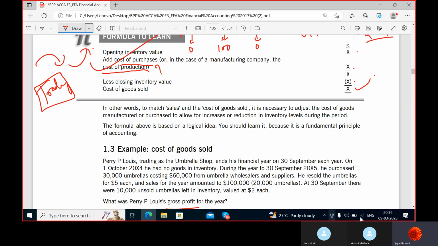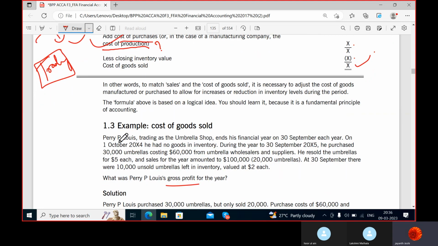So let us see how to do this question. Perry P. Louis, trading as the umbrella shop, ends his financial year on 30th September each year. On October 1st, he had no goods in inventory. So the year starts on 1st October and they don't have any opening inventory. So opening inventory is nil here, we can say zero.